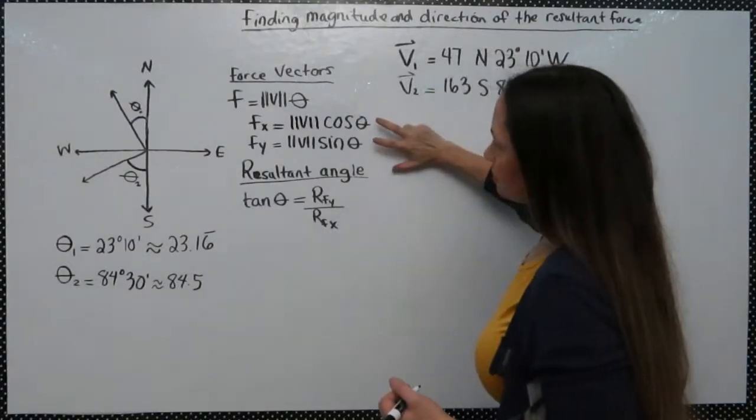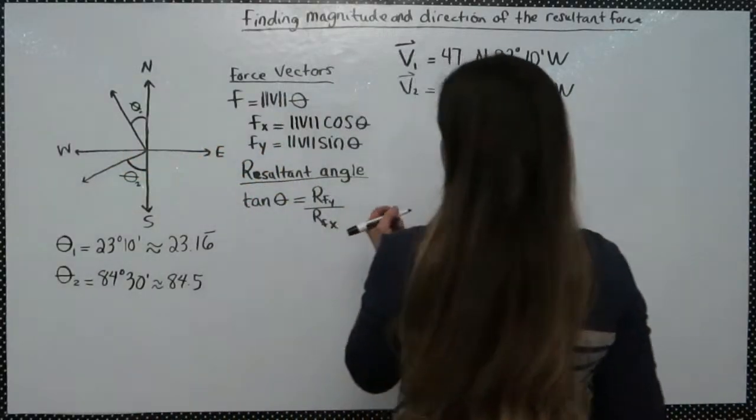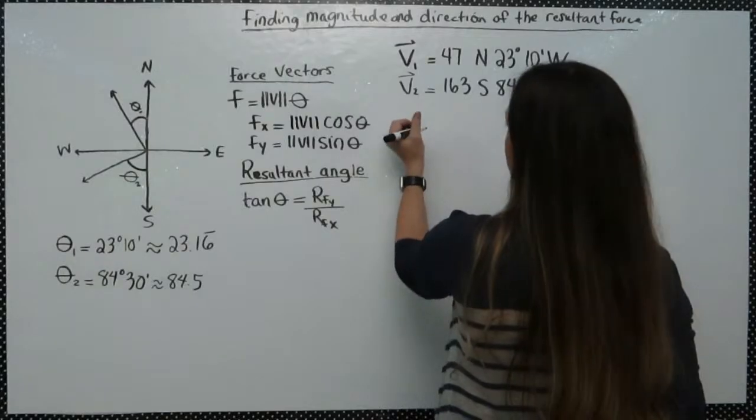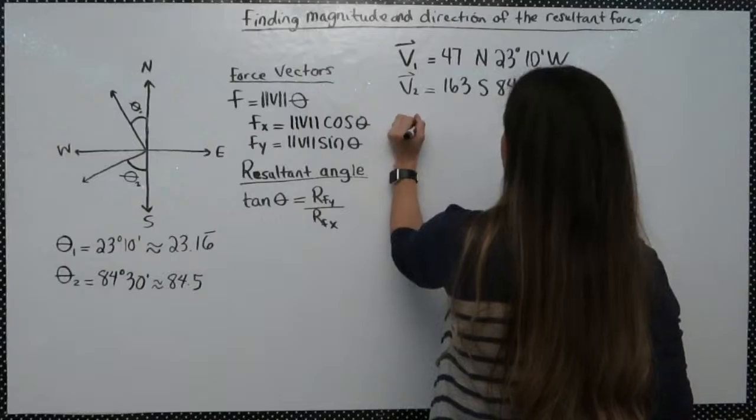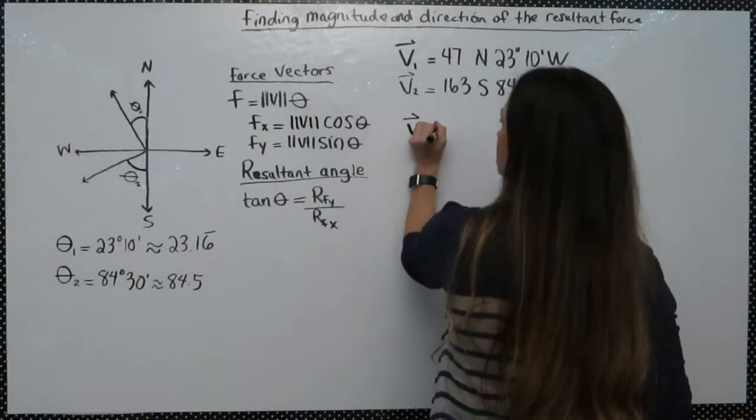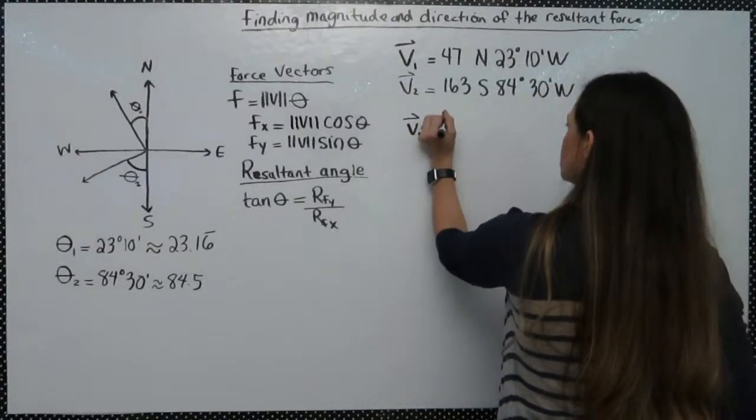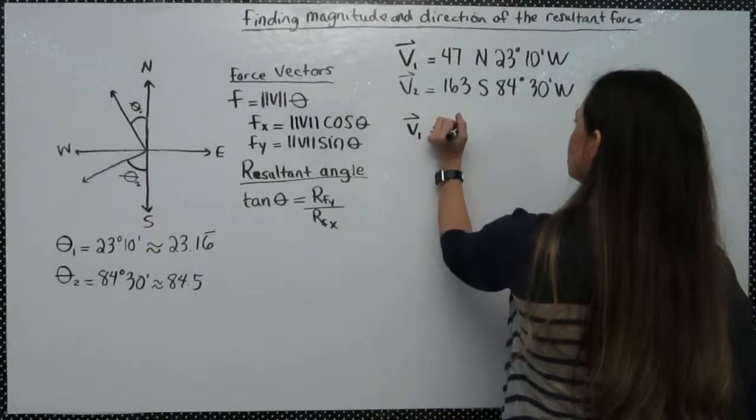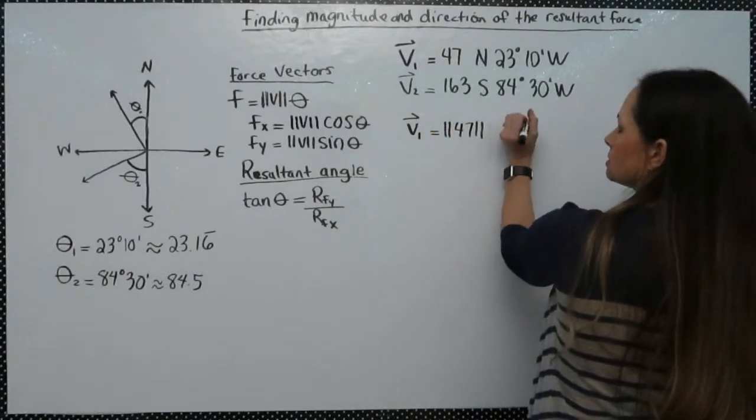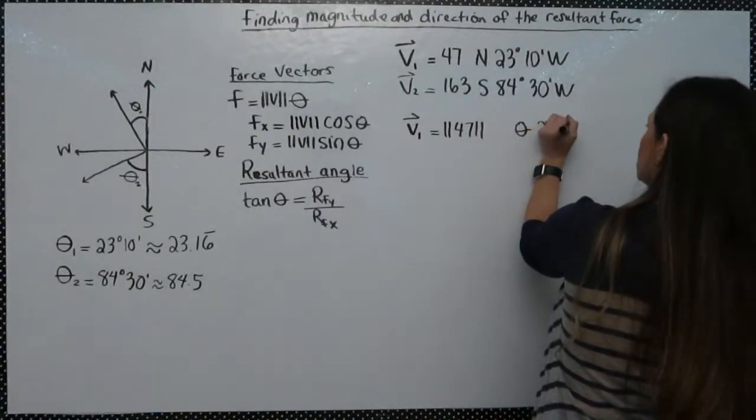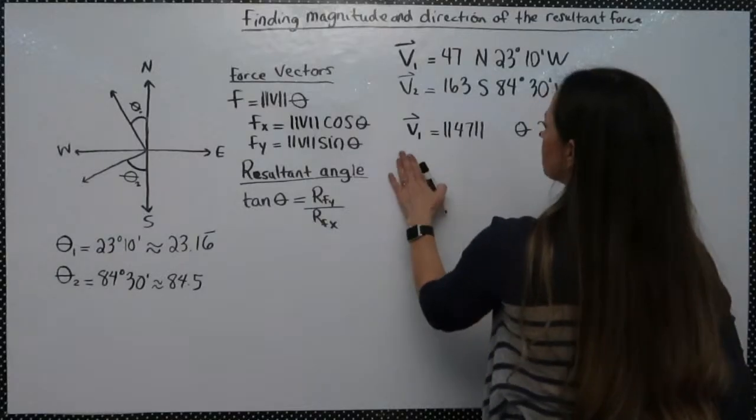I'm going to use these formulas and I'm going to take both of these vectors and split them up into horizontal components. So if I just want to deal with that first vector, vector 1. Okay. So we have the magnitude is 47 and the theta is 23.16.